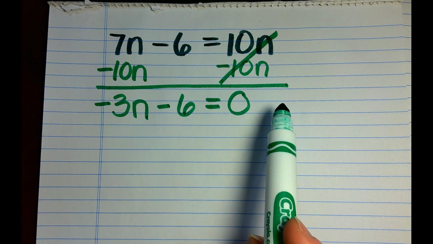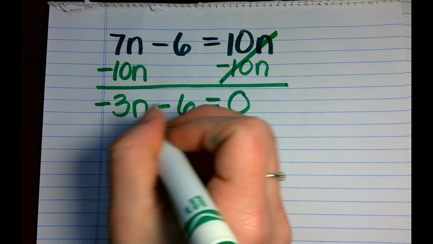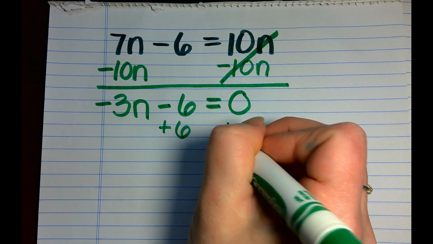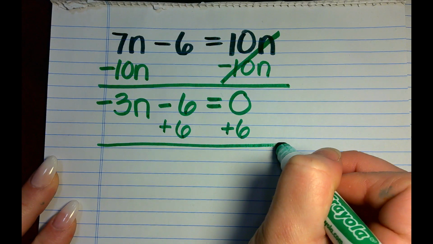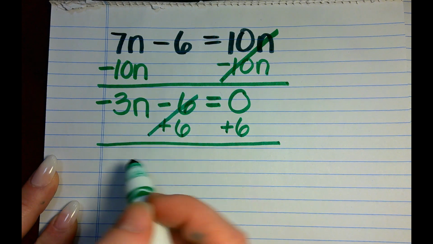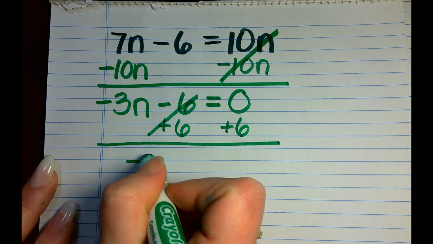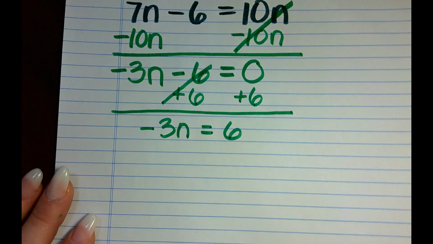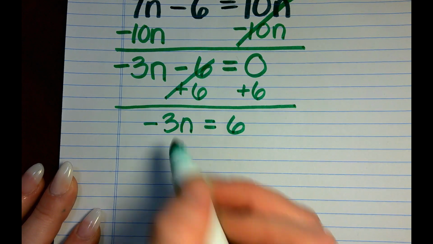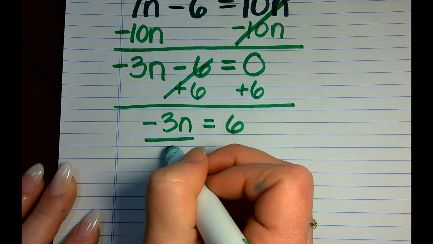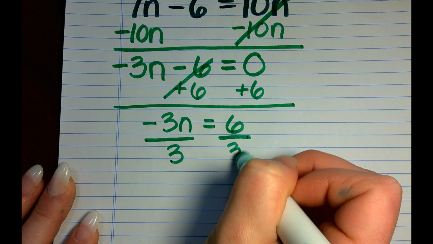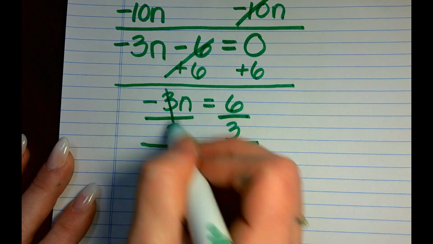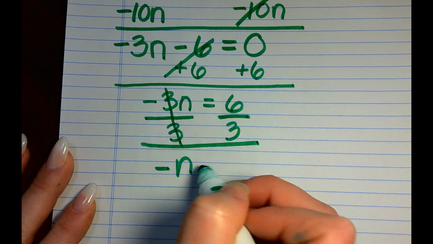Now we would want to get this over here. We're doing plus 6 here first, right? Plus 6. And then we get minus 3n equals 6. And then we have negative 3n, we divide by 3. So here's where you would end up getting something like negative n. I canceled my 3's, but I still have negative n equals 2.